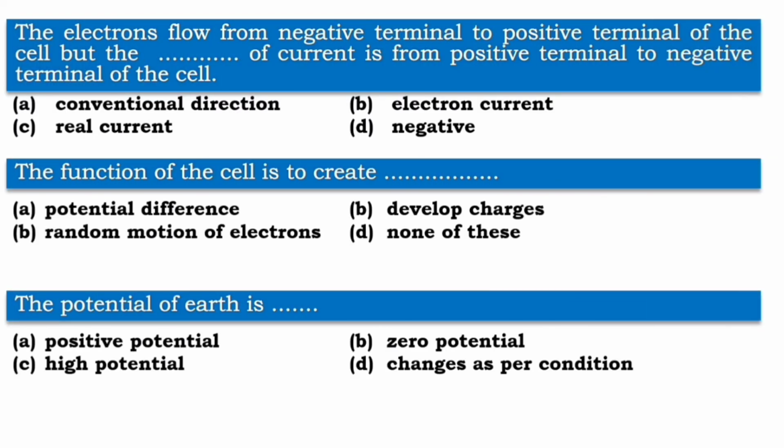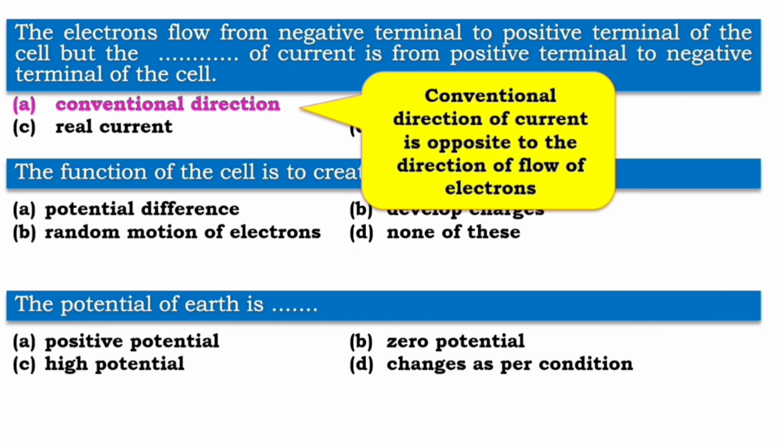Let's solve these questions now. The electrons flow from the negative terminal to the positive terminal of the cell, but the dash of current is from the positive terminal to the negative terminal of the cell. What will be the answer? Try it. Okay, I'm helping you out. It is the conventional direction. The reason is given here: the conventional direction of current is opposite to the direction of flow of electrons. We already came to know that the current and the electrons flow in opposite directions.